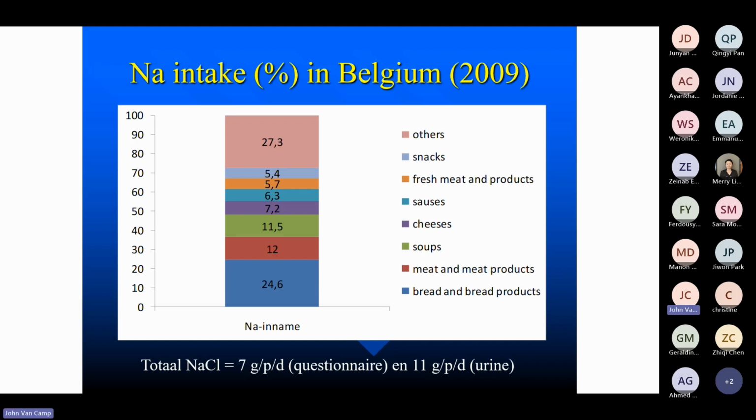So based on this graph, we finally came to the conclusion that 3 sectors should at least make more proportional efforts in order to try and reduce sodium and salt in their products. The first one was bread and bread products. The second ones were the soups, of course.